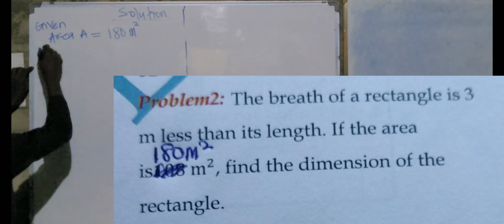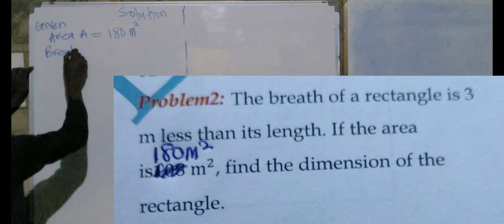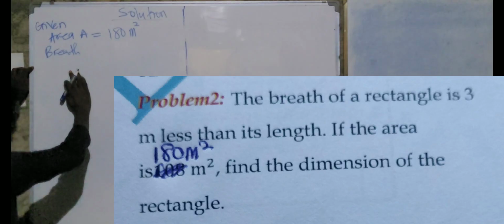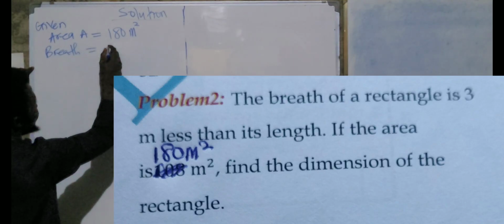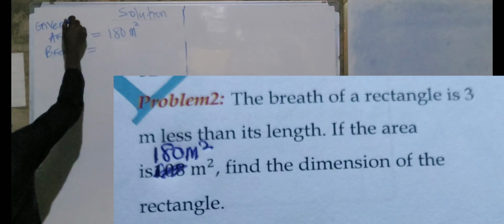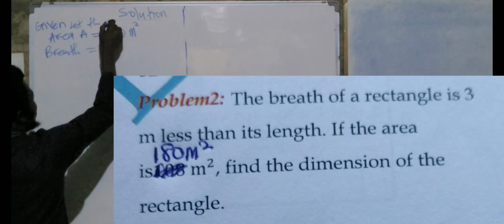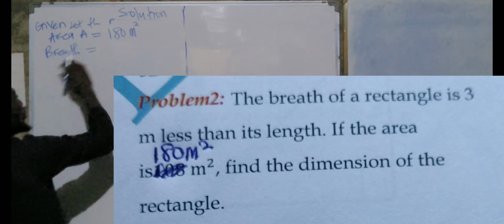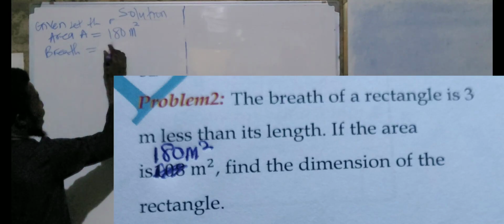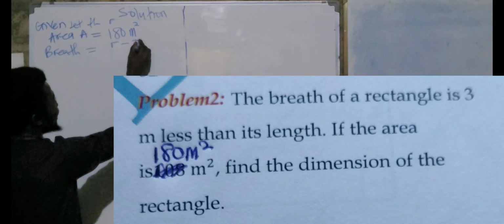But here, we are given the breadth. Now, 3 less than. So therefore, we must let a number. Let the breadth be R. So therefore, we can say 3 less than means R minus 3.